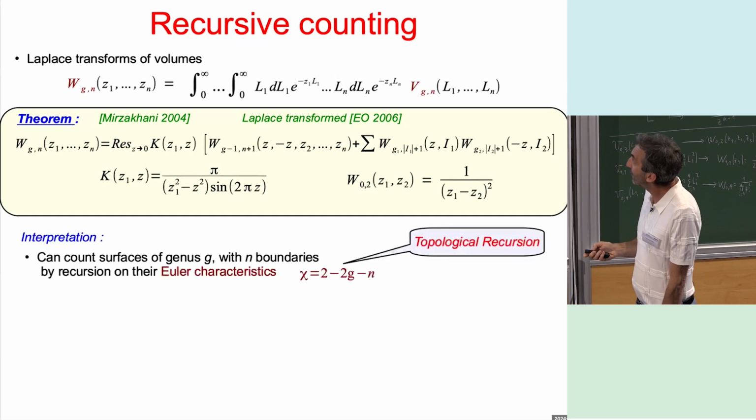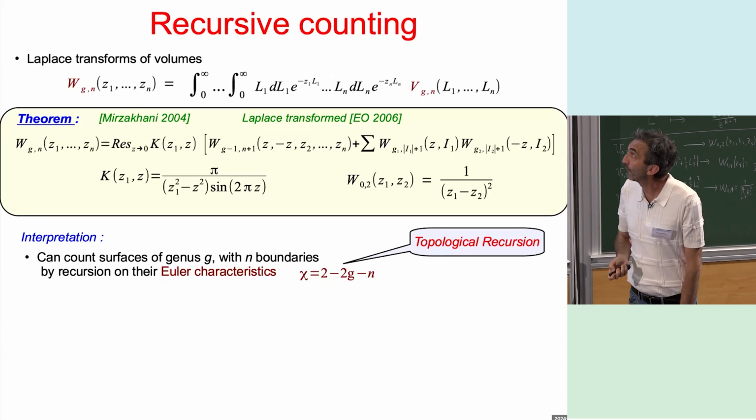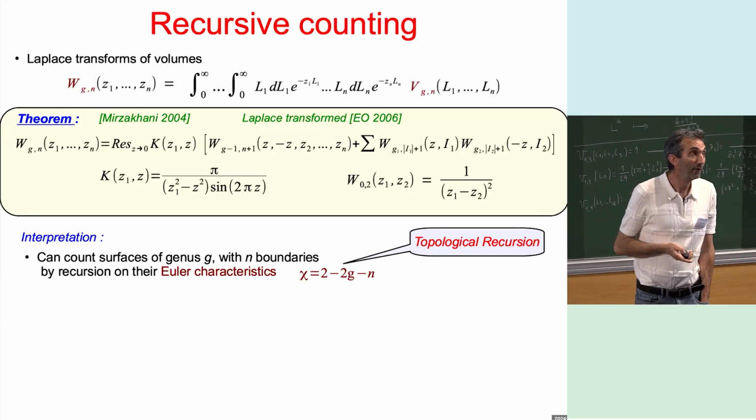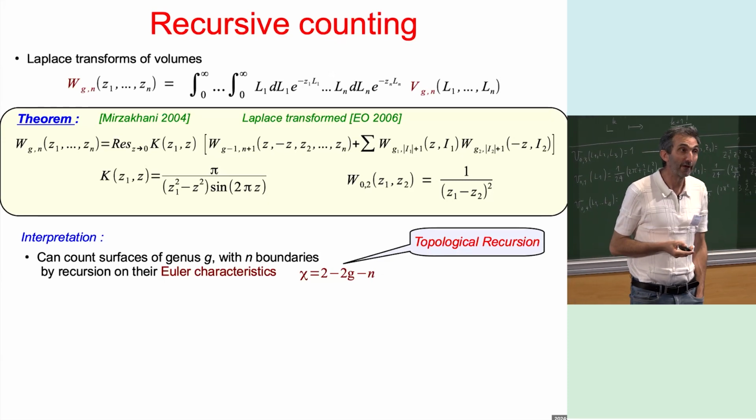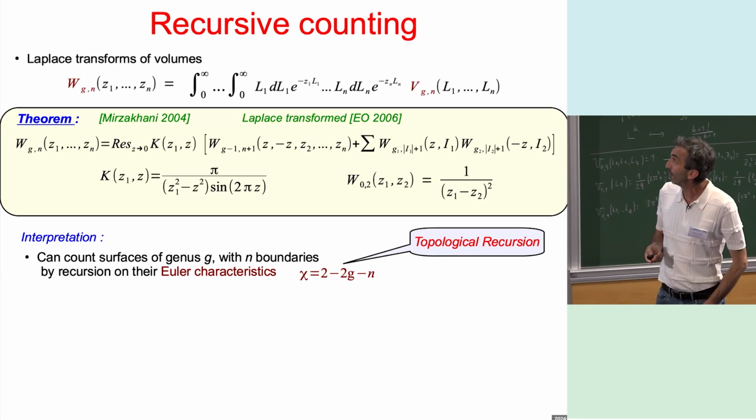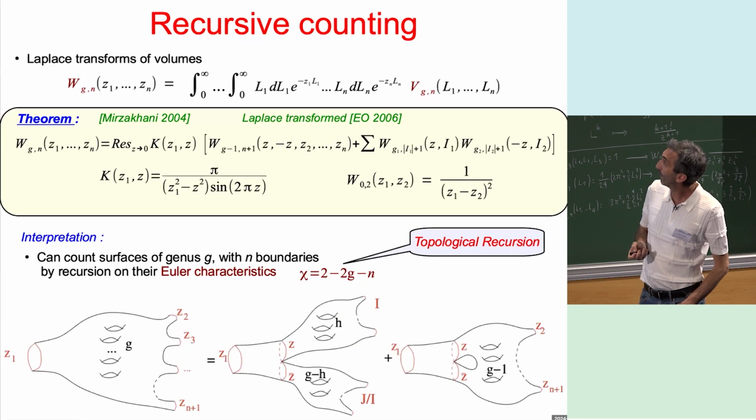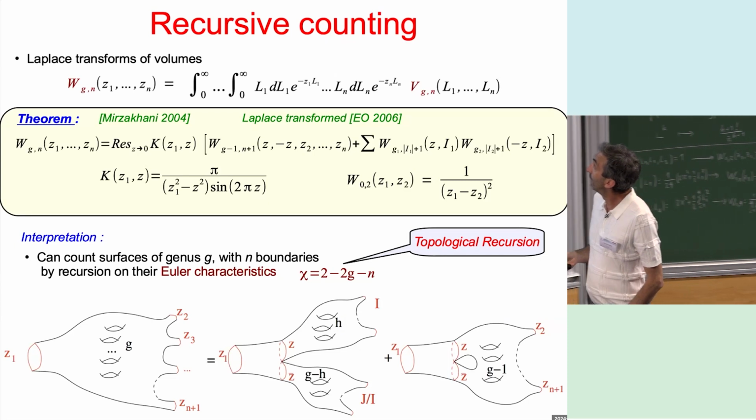Okay, I'm going to show you. So first, it's a recursive formula. It allows us to compute all the volumes. And it allows, for example, to prove that all of them are polynomials in the square length, which I think was not known before. Okay, and again, it's illustrated by the same picture.